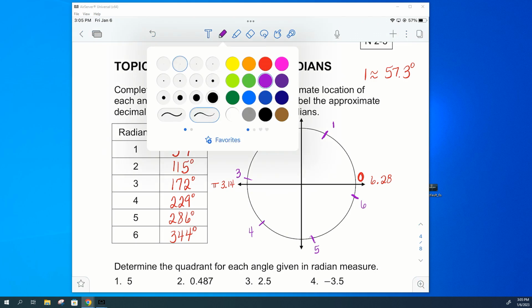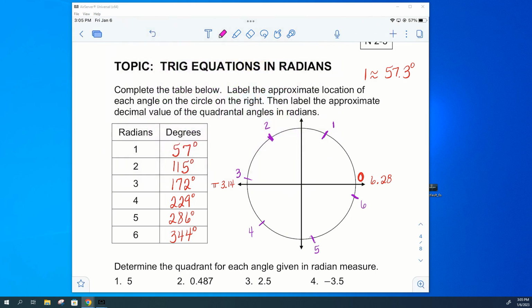Now, I don't necessarily memorize the radians, but what I do know is the quadrants. Because if I say determine the quadrant for each, this is what I do. I certainly have the 0 and the 3.14. I would know that pi over 2, if you did that on the calculator, is 1.57. And then if I wanted to do 3 pi over 2, which is down there, if I just add these 2 together, that's 4.71. So if I know that, I can tell you any quadrant.